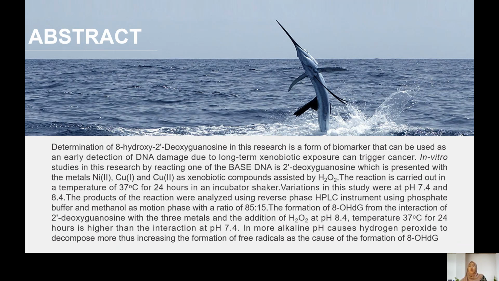The formation of 8-OHdG from the interaction of 2-deoxyguanosine with the 3 metals and the addition of hydrogen peroxide at pH 8.4, temperature 37 degrees Celsius for 24 hours is higher than the interaction at pH 7.4. In more alkaline pH, hydrogen peroxide decomposes more, thus increasing the formation of free radicals as the cause of the formation of 8-OHdG.